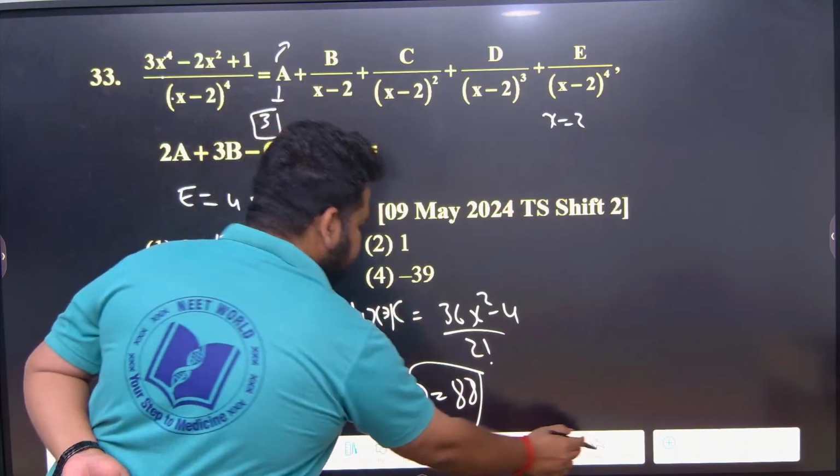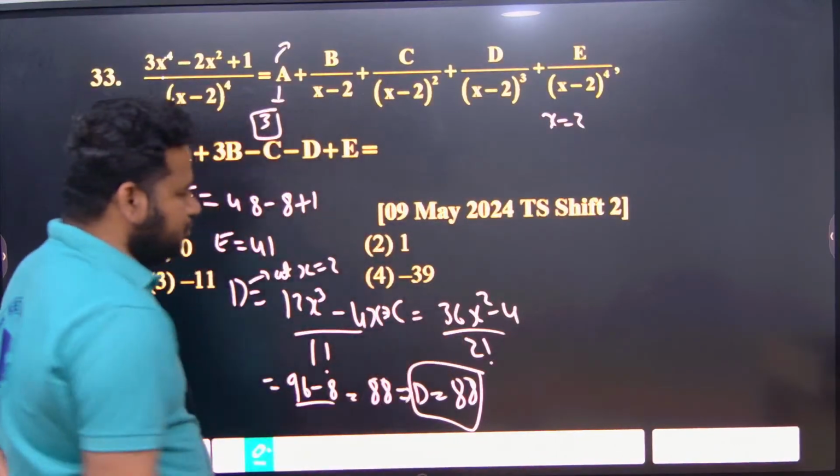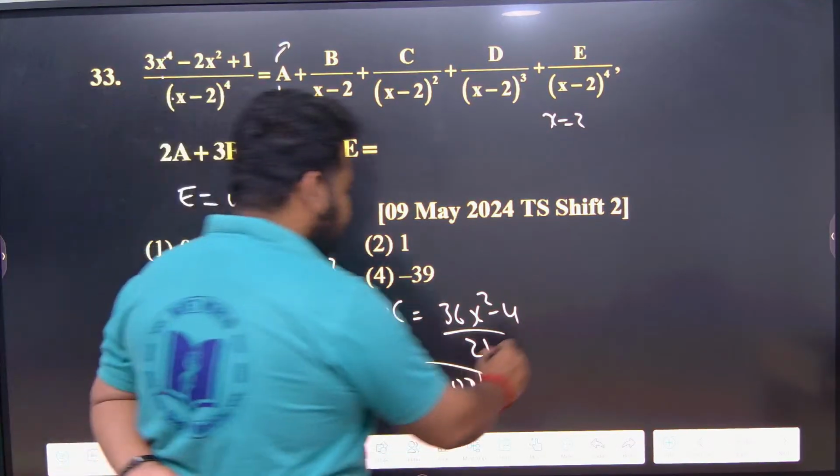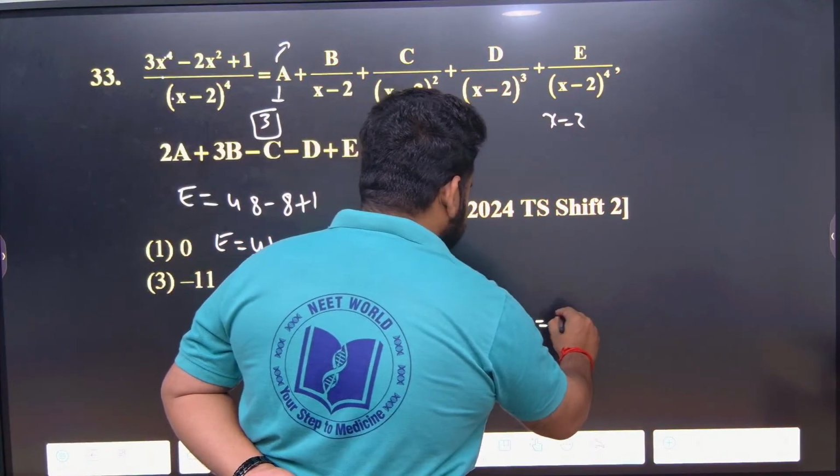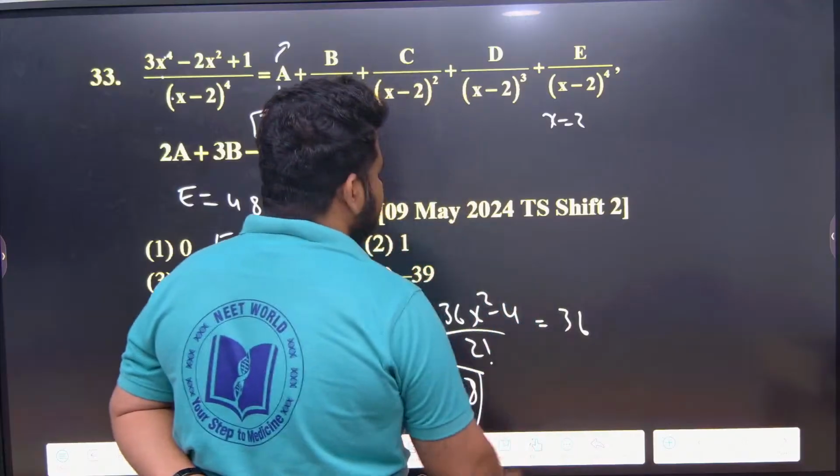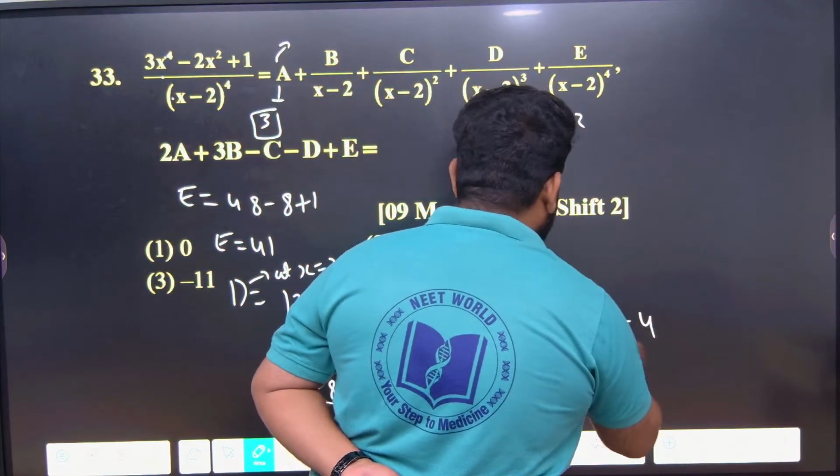Okay, this will give me C. So to find C, what should I do? I have to put x equal to 2 again. Once again, I have to put the value of x as 2. So 36 into what? 2 square is 4. 36 into 4 minus 4, divided by 2.